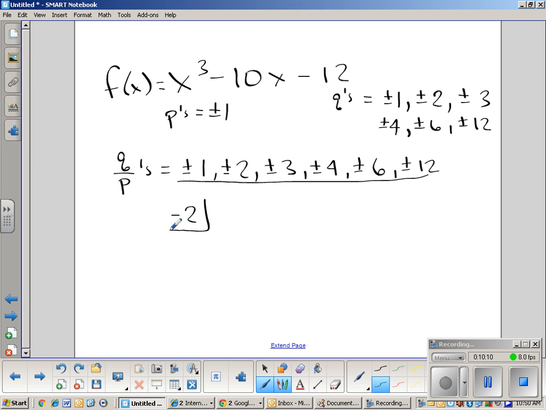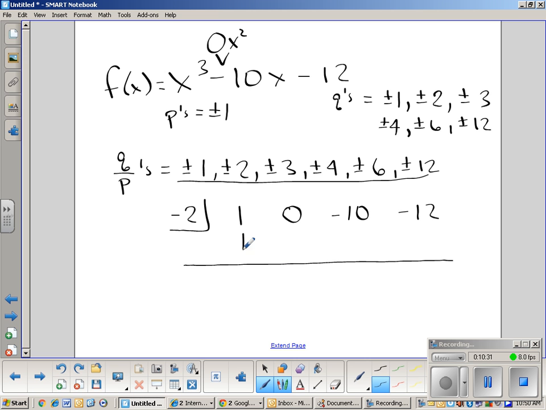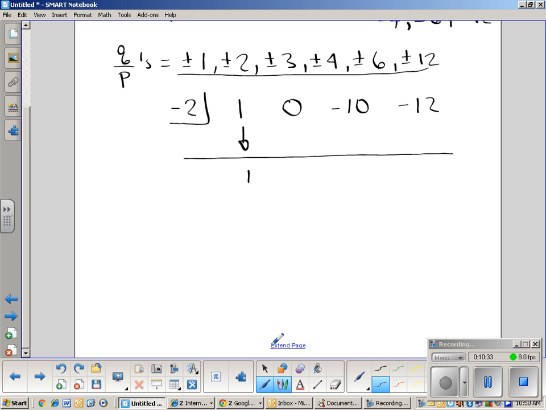Someone tell me what to write here. What's my coefficients? 1, 0. Nice job. Why is there a 0 there? Because the x squared term is not there, and so we have to put it in. And then what? -10 and -12. Nice job. Drop that first number down. -2 times 1 is -2. Add.